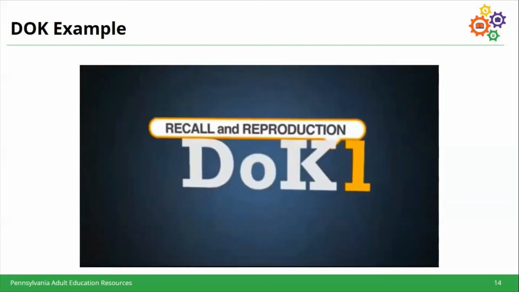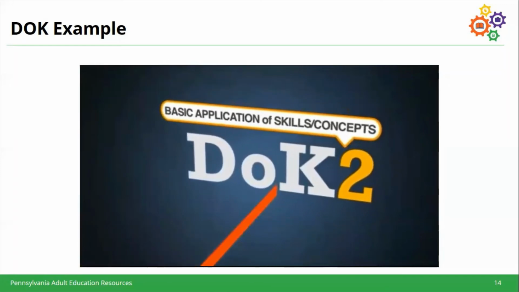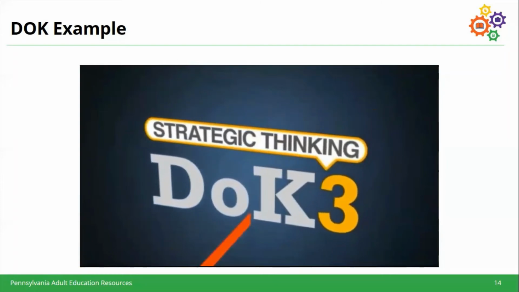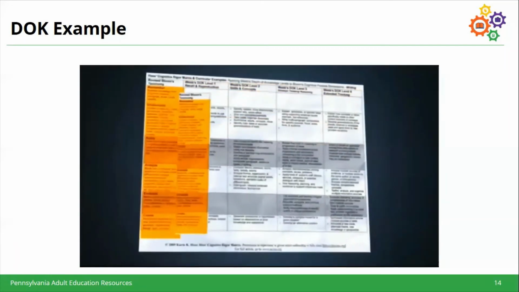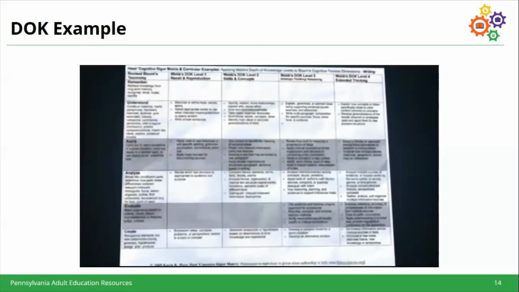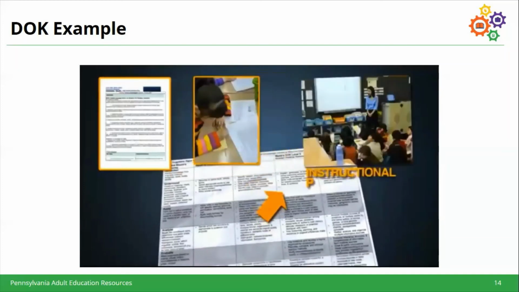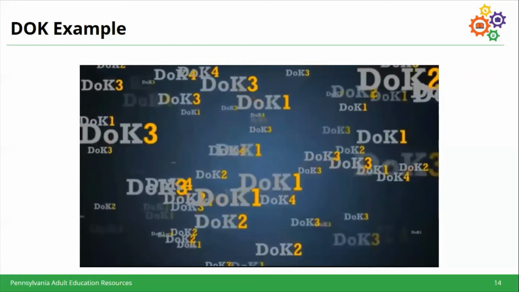DOK 1 elicits recall and reproduction. DOK 2 focuses on skills, concepts, and basic reasoning. DOK 3 expects strategic thinking and complex reasoning. And DOK 4 requires extended thinking. Depth of knowledge, which is integrated with the revised Bloom's taxonomy in the Hess Cognitive Rigor Matrix, is an important tool as schools begin to increase the rigor of curriculum maps, assessments, and instructional practices to align to the Common Core. Rigorous instructional materials should include a mixture of tasks from across DOK levels.